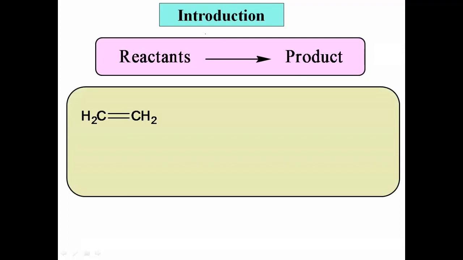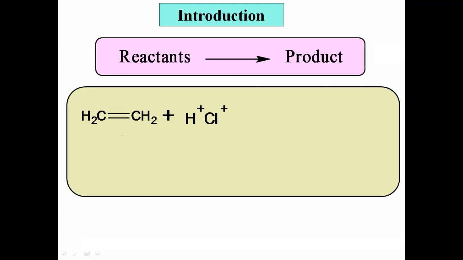Suppose this is an ethene molecule, CH2 double bond CH2, a very simple organic reaction. Now what happens when that ethene molecule is treated with HCl? Here addition of HCl takes place across the C double bond C and we get ethyl chloride. This is a simple example of addition reaction. Ethene, when it reacts with HCl, gives ethyl chloride.